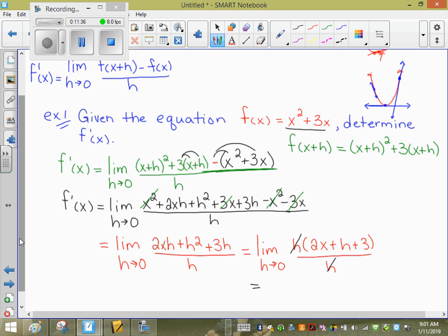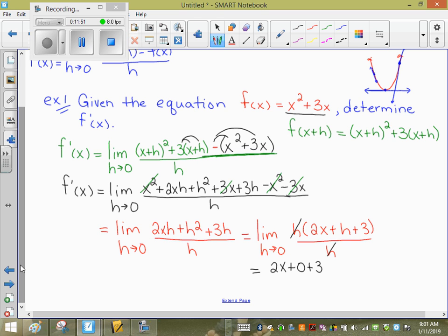The limit as h approaches 0 is just there to say, hey, we need to fill 0 in for h at some point. So when we do fill 0 in for h at some point, we're done. It goes away. So we have 2x plus 0 plus 3. So in the end, f prime of x equals 2x plus 3.